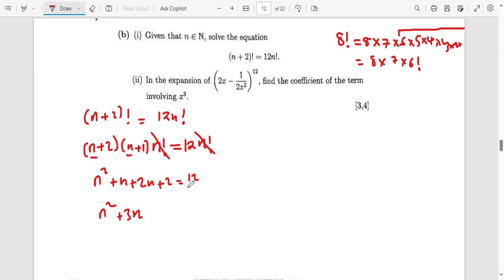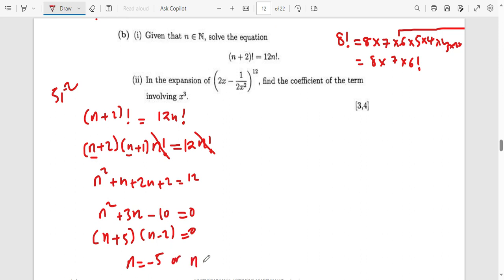Take 12 to this side: 2 minus 12, that will be negative 10, and that is equal to 0. Look for factors. The product is 10, the sum is 3. If we say 5 and 2, we use negative 2 and positive 5. That proves it: 5 minus 2 is 3, and 5 times negative 2 is negative 10. So this is actually (n plus 5) and (n minus 2) equal to 0, meaning that n is equal to negative 5 or n is equal to positive 2.